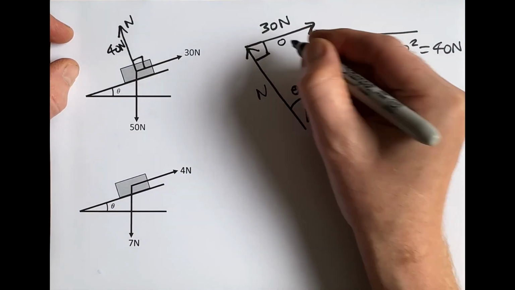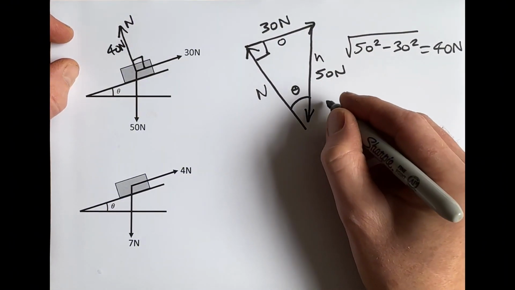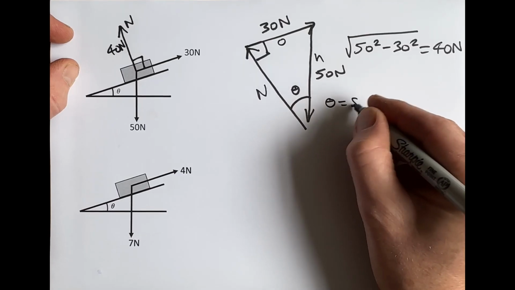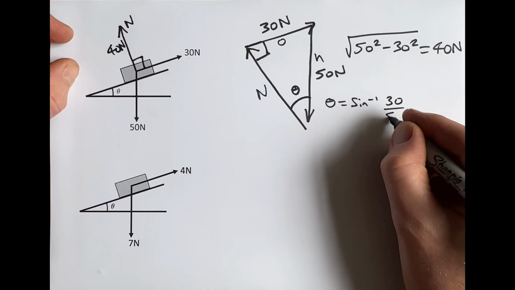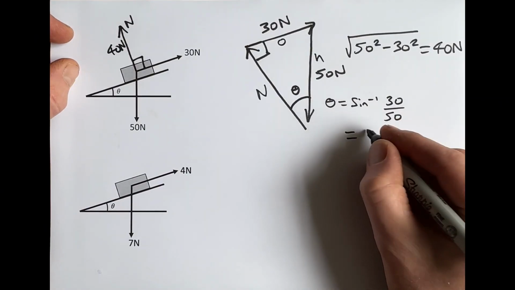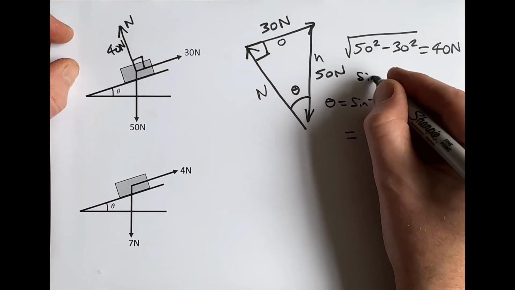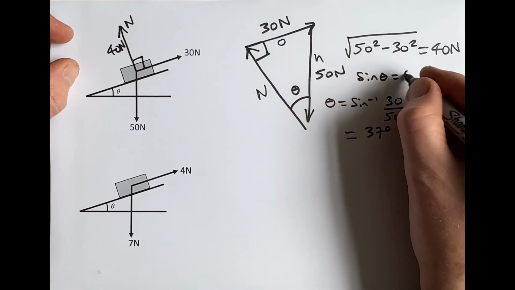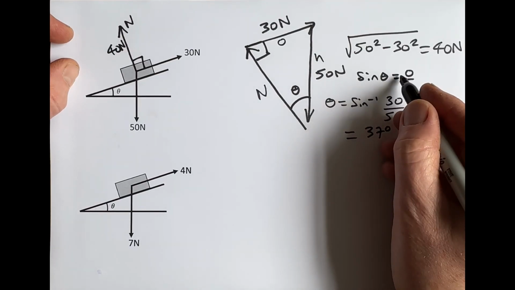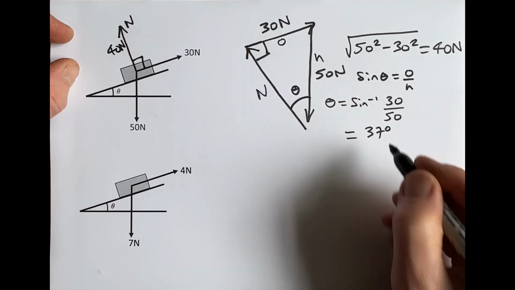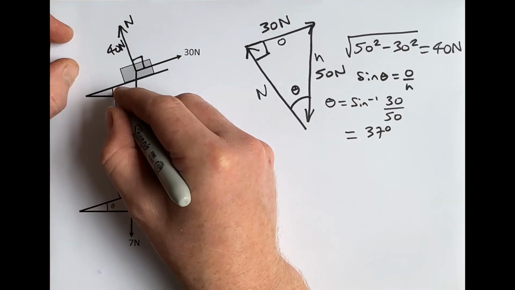Now this is the opposite, this is the hypotenuse, so therefore we can use sine theta. So theta is equal to sine to the -1 of the opposite over the hypotenuse, and that's going to give you 37 degrees, okay? Because we know that sine theta is equal to opposite over hypotenuse. So we just got opposite over hypotenuse, and we've brought the sine over this side and done inverse sine. Gives you 37 degrees.